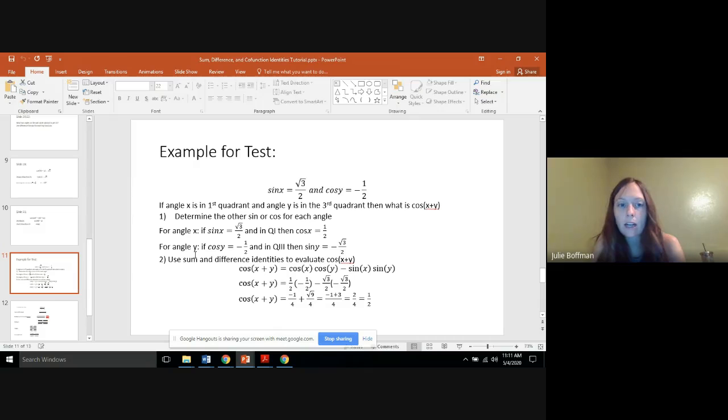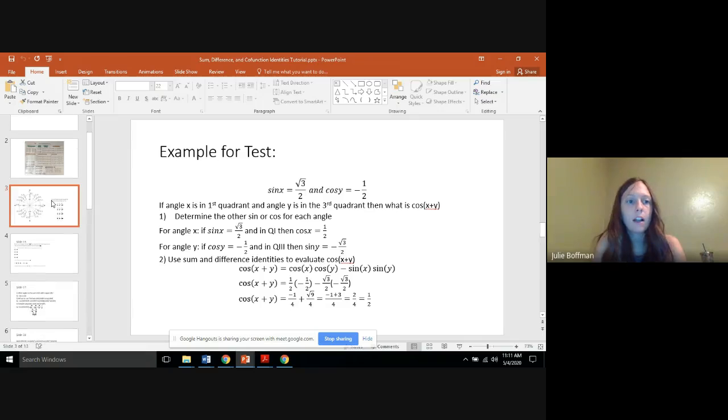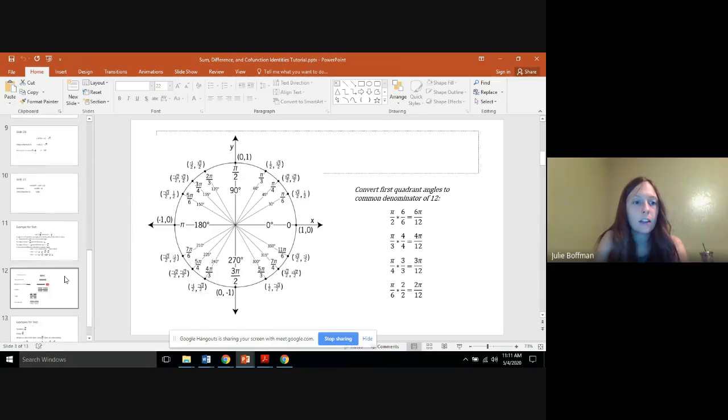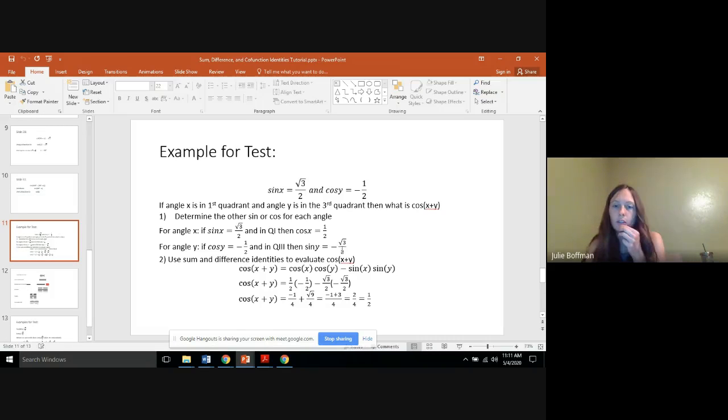Now we're going to do something similar for angle y. We know cosine y is negative 1/2, and it's in quadrant 3. So now let's find what sine y would be. So you're going to go to your unit circle in quadrant 3, should be down here, and look for a cosine value of -1/2, which is the x value, which would be right here at 240 degrees. But again, we don't need the 240, we need the sine value there, which would be -√3/2. So sine of y is -√3/2.